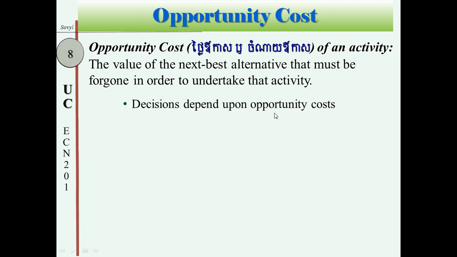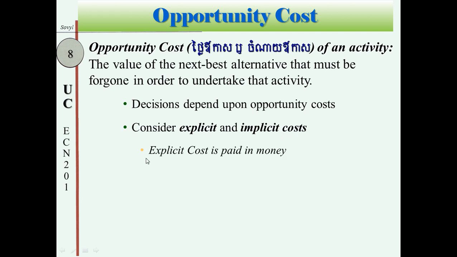Decisions depend upon opportunity cost. So when you make a decision, you need to care about opportunity cost as well, not only money cost. Okay. Consider explicit cost and implicit cost. Explicit cost is the cost that people pay in money. Implicit cost, or opportunity cost, is the cost that people pay but not in money.